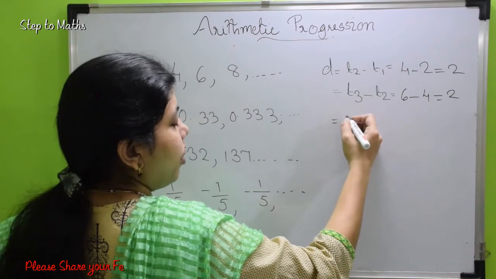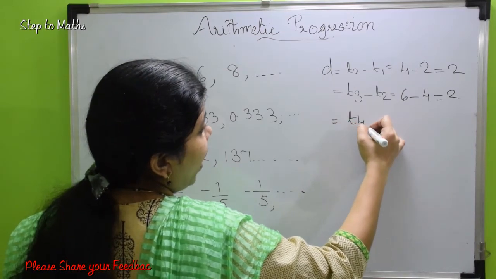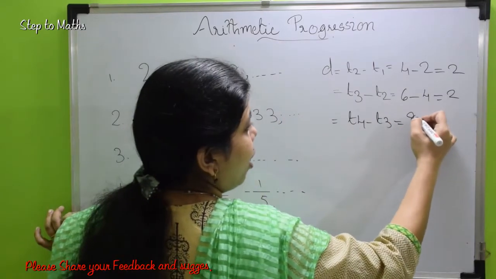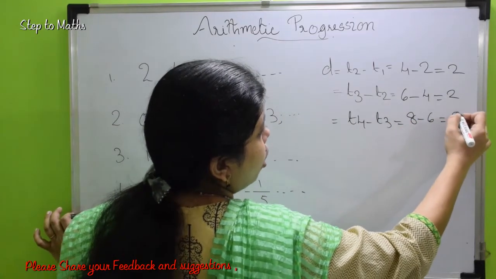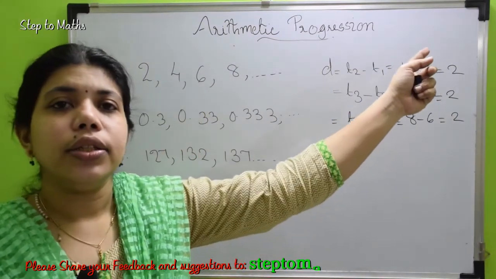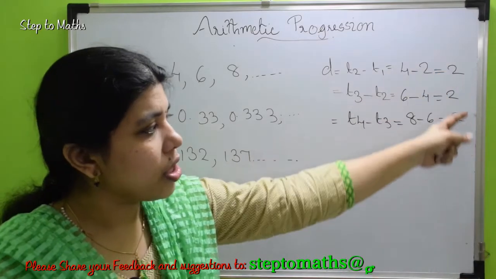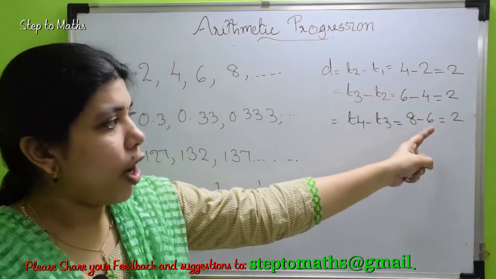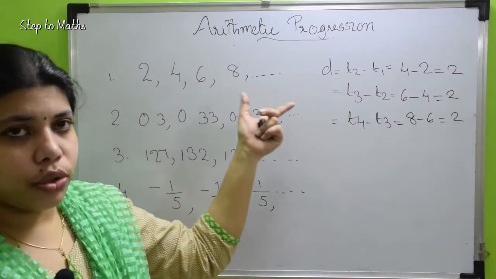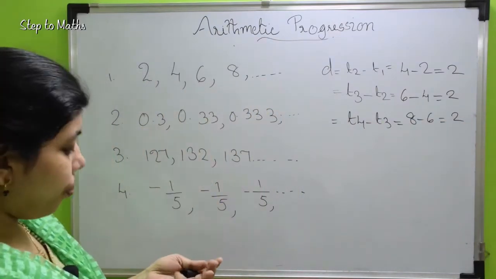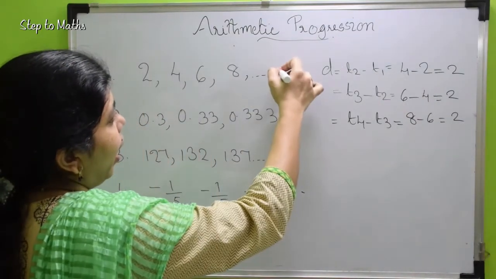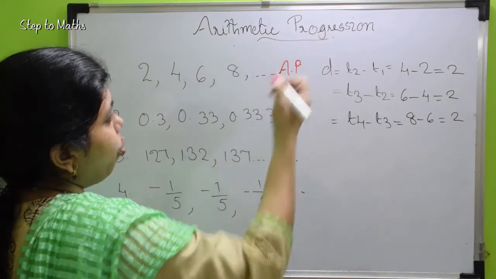Check with T4. T4 minus T3. T4 is 8. 8 minus 6 is also equal to 2. For this sequence, the common difference is constant. The value of D is 2 in the case of all consecutive terms. So, we can conclude that the first sequence is in an arithmetic progression.